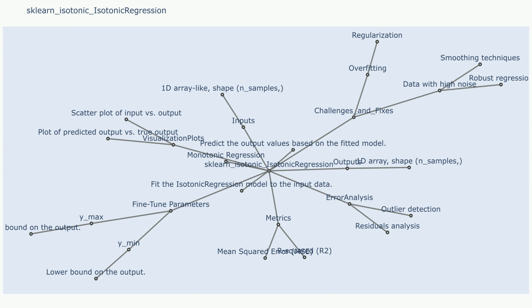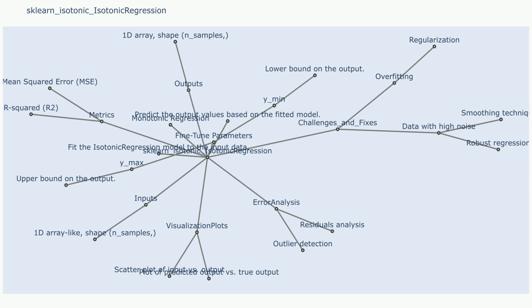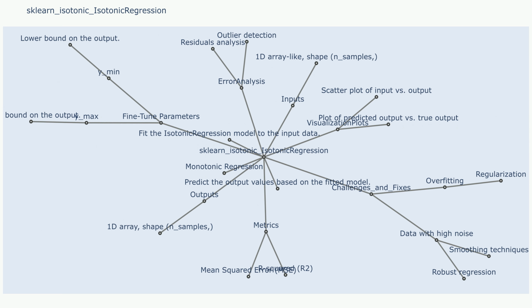Fine-tune parameters: Y min, the minimum value of the predicted target values. Y max, the maximum value of the predicted target values. Increasing, a Boolean flag that indicates whether the fitted relationship should be increasing or decreasing. Out of bounds, a string that specifies how to handle out of bounds input values.